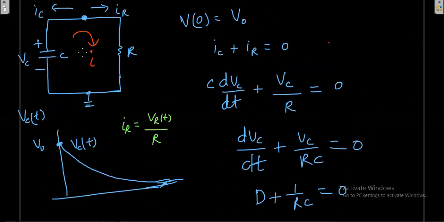Next we take the circuit. Here the voltage across the capacitor is vC, and this is R. The voltage across the capacitor in the beginning is V0. Now the current is going to flow in this direction because I know the voltage is like this.